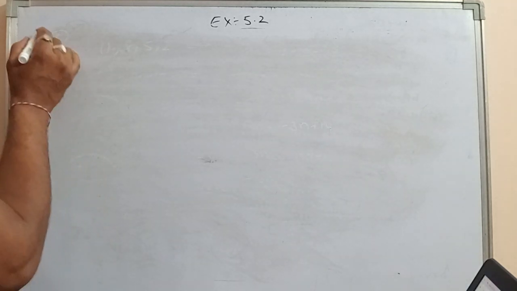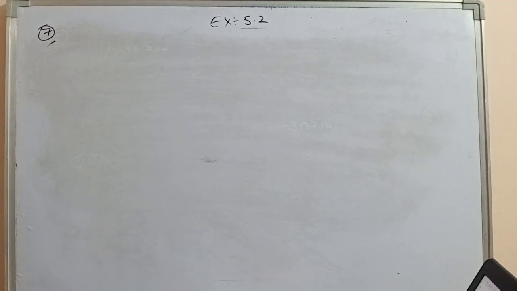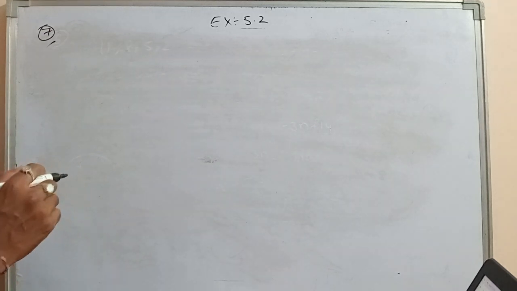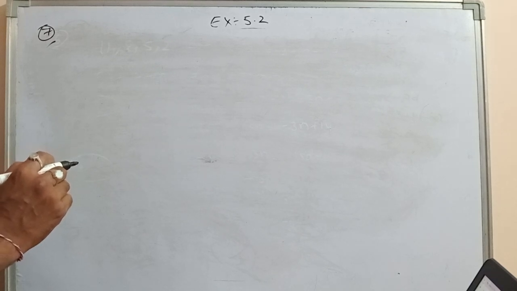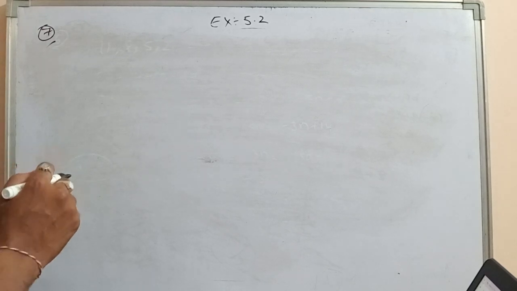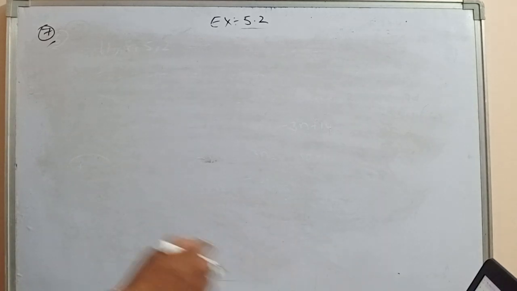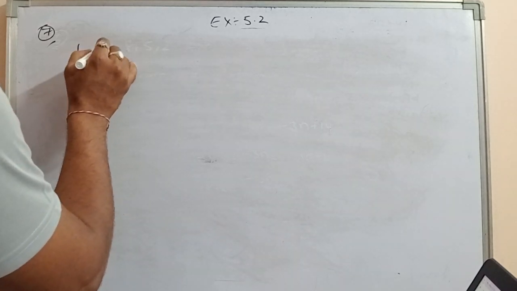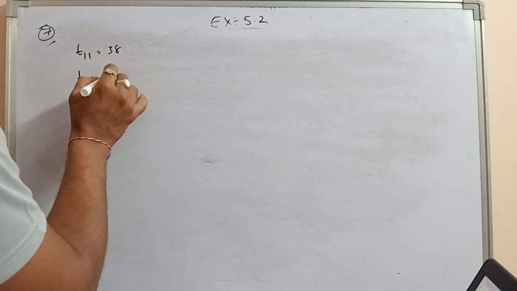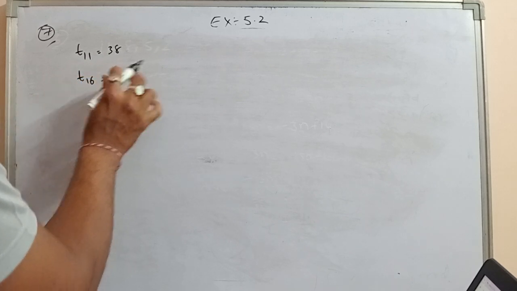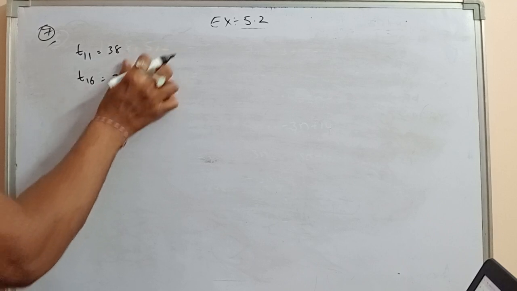In the seventh question, it is given that we have to find the 31st term of an arithmetic progression whose 11th term is 38 and 16th term is 73. So T11 is 38 is given, and T16 is 73 is given.